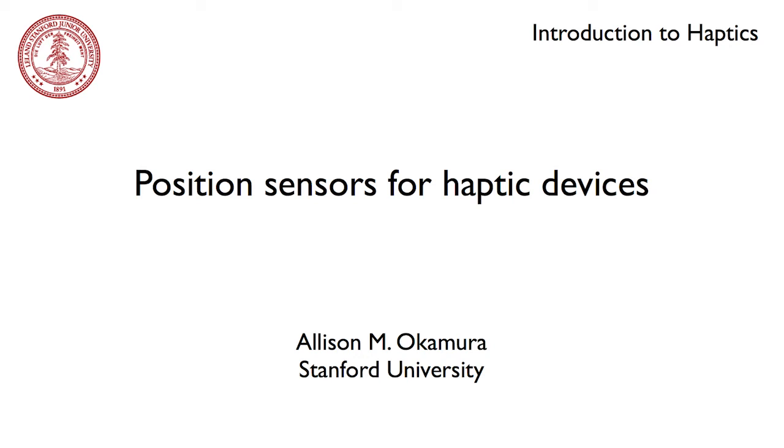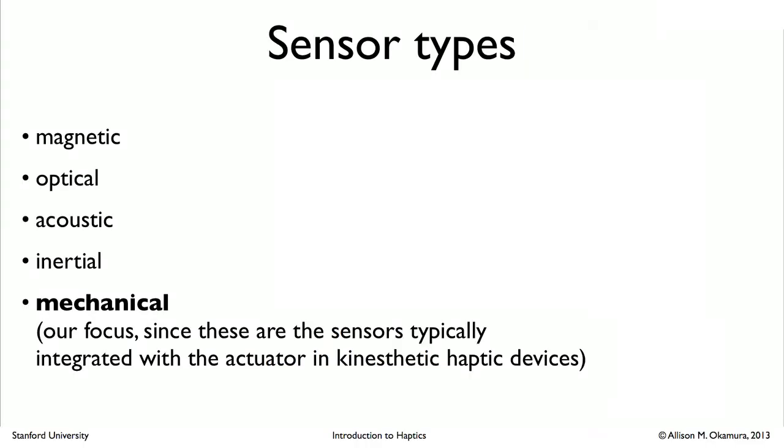In this lecture, we're going to examine position sensors for haptic devices, because in order for a haptic device to work, you need to be able to know how the person is moving it. So there are many sensor types that are available for robots and haptic devices. They include magnetic, optical, acoustic, inertial, and mechanical types of sensors.